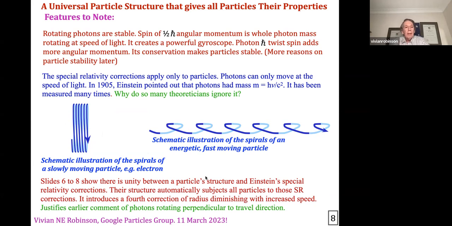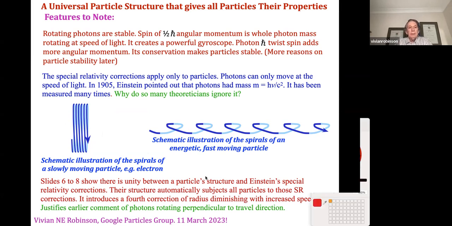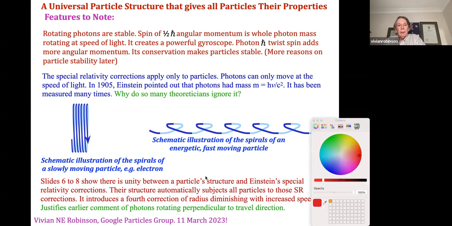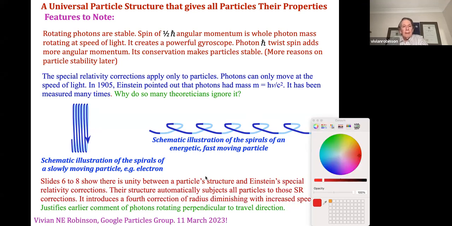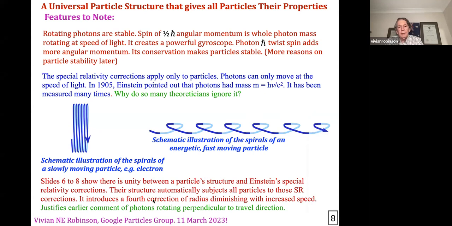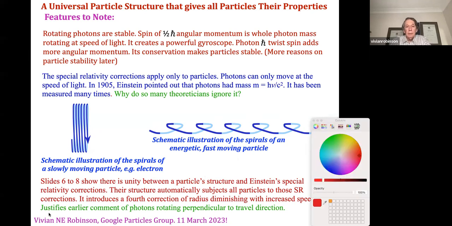I'd like to suggest that those last 3 slides show there is a unity between Einstein's special relativity corrections and the structure of matter. This structure automatically subjects all particles to the special relativity corrections. It also introduces that fourth correction, the reduction in radius, as illustrated here with increased speed. And I respectfully suggest that that helps to justify my earlier comment on photons rotating perpendicular to their travel direction.